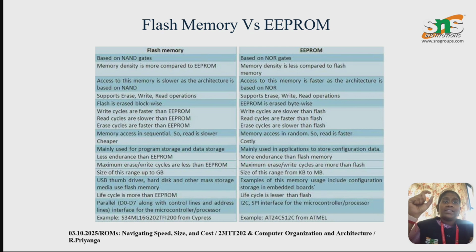And EEPROM is based on NOR gates and stores less data. Here write is slower than flash, read is faster than flash, erase is slower but byte-wise. Here the access type is random access. These are the differences. Thank you.